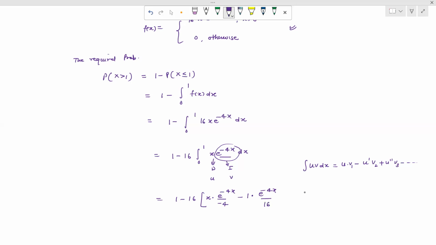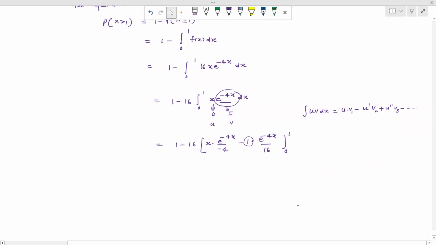Now the differentiation first time is constant, so the second time differentiation will be 0. Since it is 0, we do not need to write the next term. So we stop the formula. Then we put the limits. First we apply the upper limit, then we apply the lower limit.